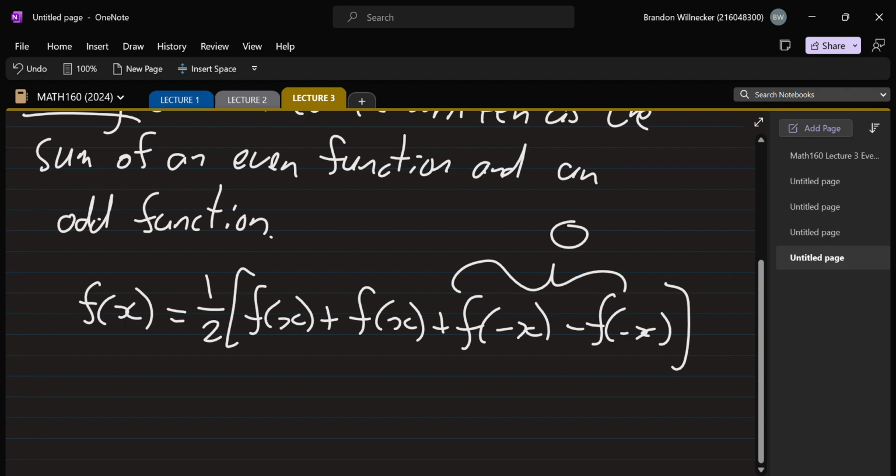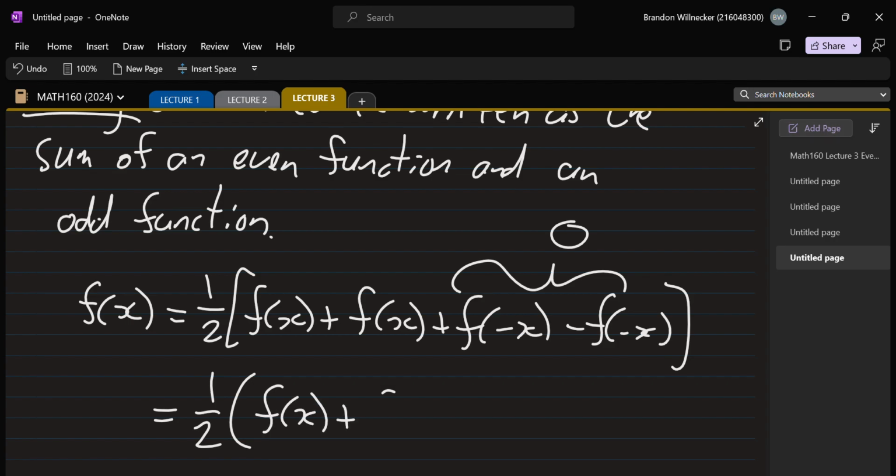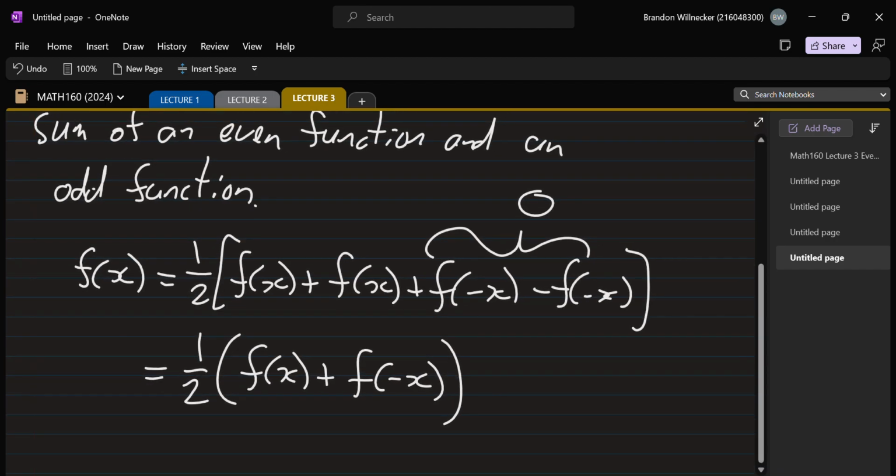Now I'm going to do a little bit of rearranging, and some of you might see this immediately. I'm going to write this as 1/2 (f of x plus f of minus x). So this plus f of minus x, I am attaching it to one of those f of x's at the beginning, plus 1/2, and then I'm going to group the remaining parts, the f of x and the f of minus x that's left over.